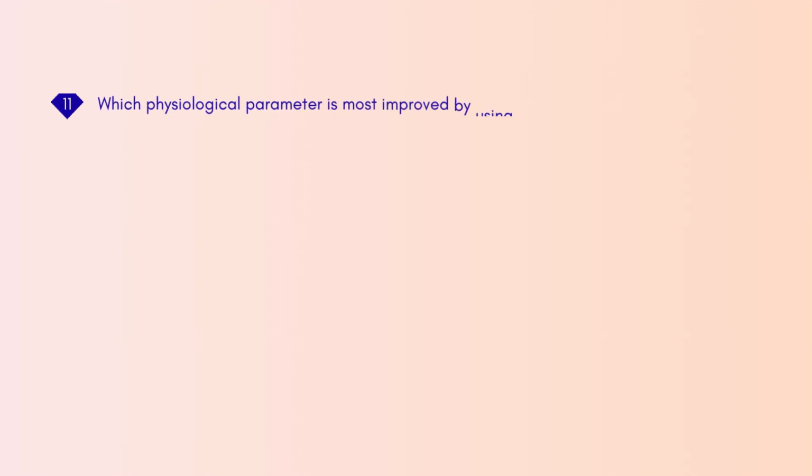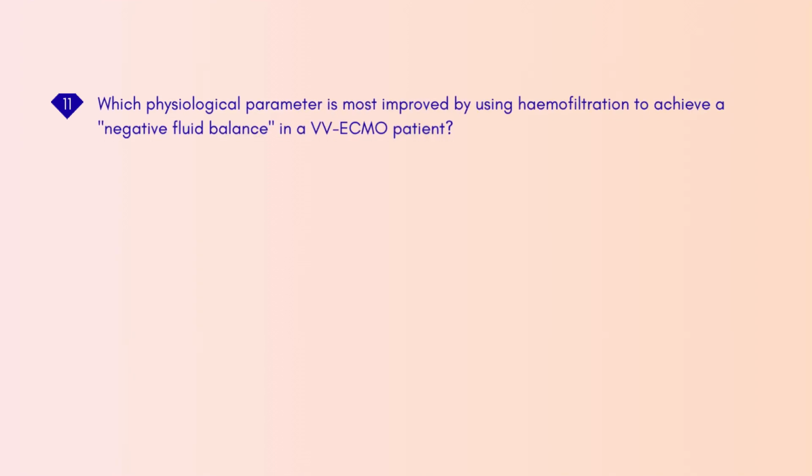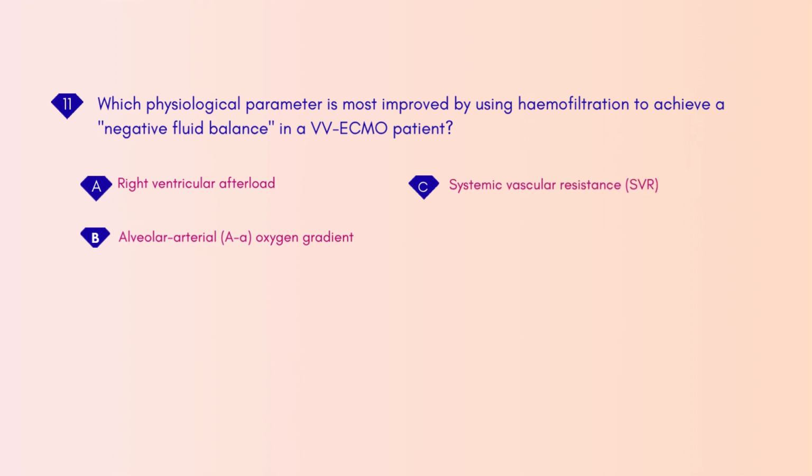Which physiological parameter is most improved by using hemofiltration to achieve a negative fluid balance in a VV-ECMO patient? A. Right ventricular afterload. B. Alveolar arterial, AA, oxygen gradient. C. Systemic vascular resistance, SVR. D. Cerebral perfusion pressure. Answer: B.